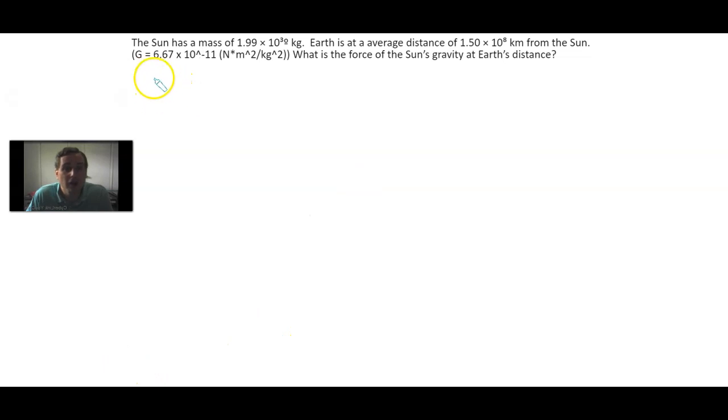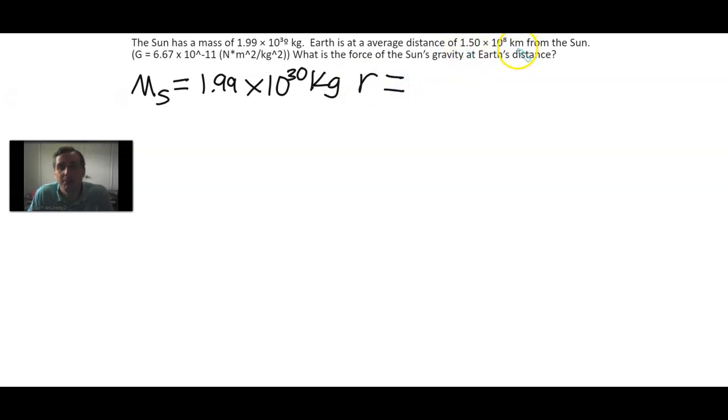Okay, so let's go ahead and write down our knowns. We know that the mass of the sun is 1.99 times 10 to the 30th kilograms. We also know the average distance that the Earth is from the sun. Let's assume this is the average distance from the center of the sun to the center of the Earth, so that's going to be a radius. Let's put that in meters, so that's 1.50 times 10 to the 11th meters. Many things in astronomy are expressed in kilometers, but here we go.